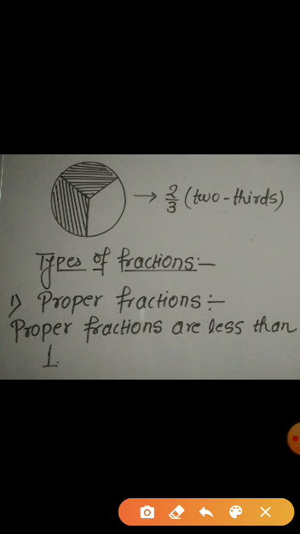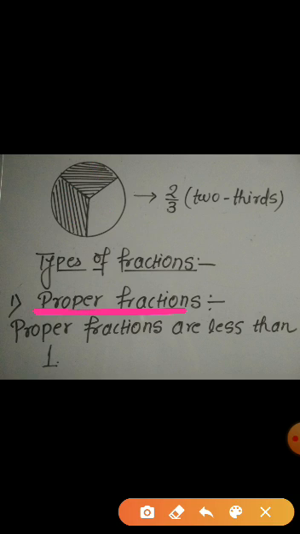In this case, I divided the circle in 3 parts only. And out of the 3 parts, only 2 parts are shaded. So this part can be referred to as 2/3 and written as 2 by 3 in terms of fraction. Now let's see the types of fraction.